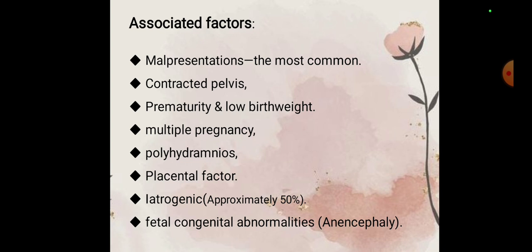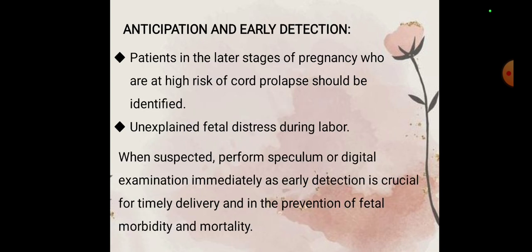Fetal congenital anomaly, for example anencephaly. Anticipation and early detection: patients in the later stage of pregnancy who are at high risk of cord prolapse should be identified. Unexplained fetal distress during labor after rupture of membranes may occur if the cord is compressed, presenting as fetal tachycardia, then bradycardia and death. When suspected, perform speculum or digital examination immediately, as early detection is crucial for timely delivery and for the prevention of fetal morbidity and mortality.